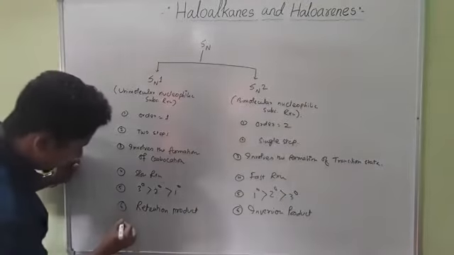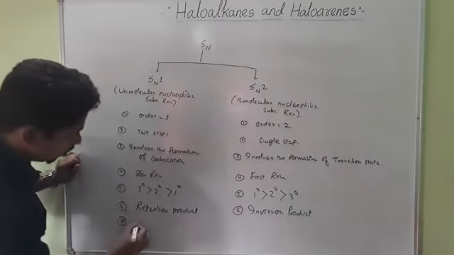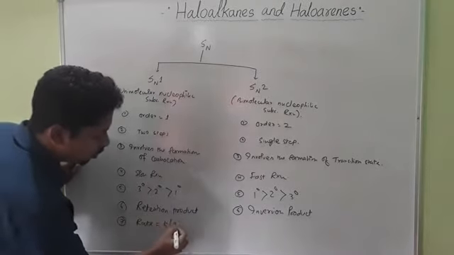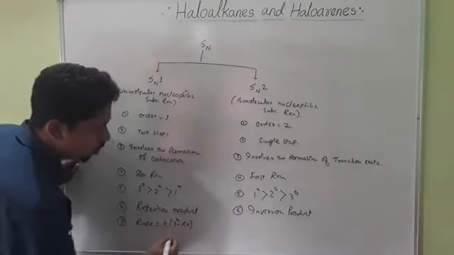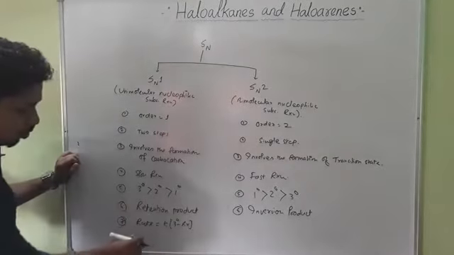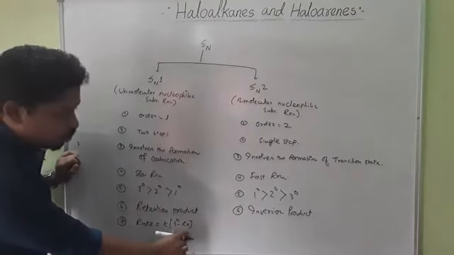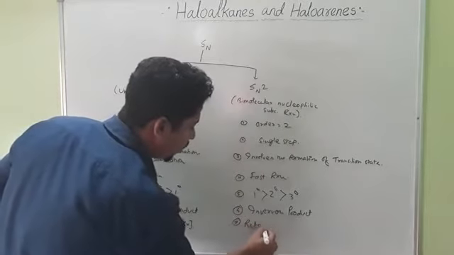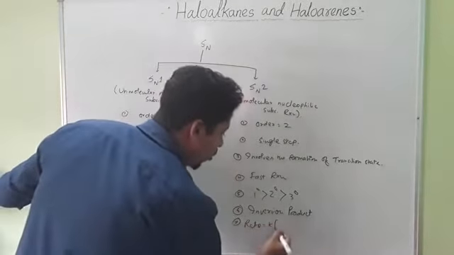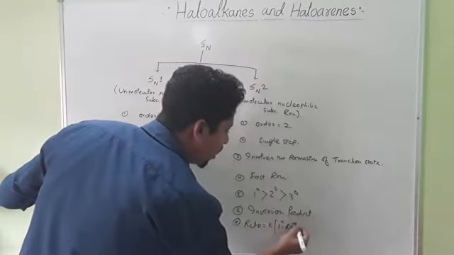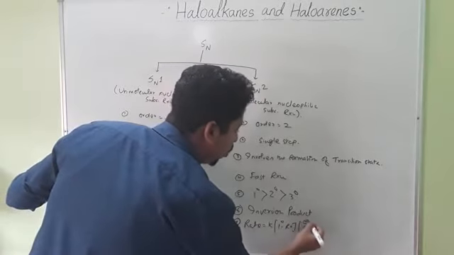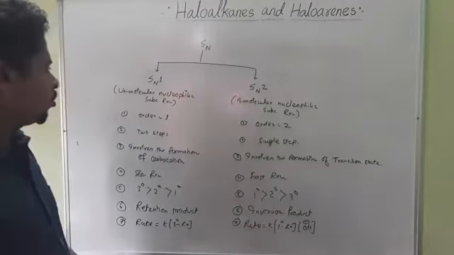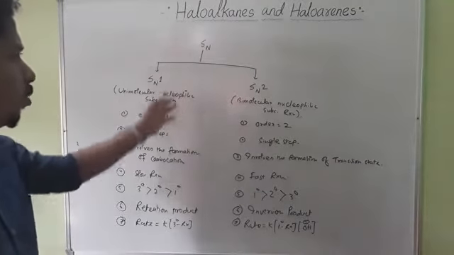Here for this reaction, the rate will be k times the 3 degree alkyl halide, and the rate depends only on the 3 degree alkyl halide. And for this reaction, the rate will depend upon the 1 degree or 2 degree alkyl halide, and also upon the nucleophile. This OH minus is the nucleophile. So these are some of the differences between SN1 and SN2.